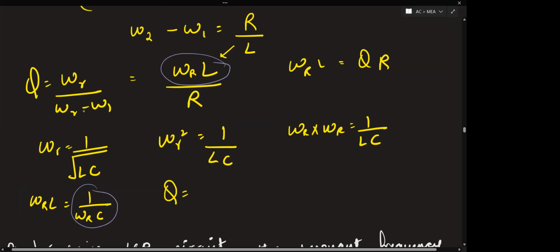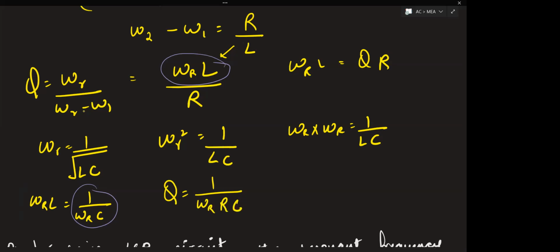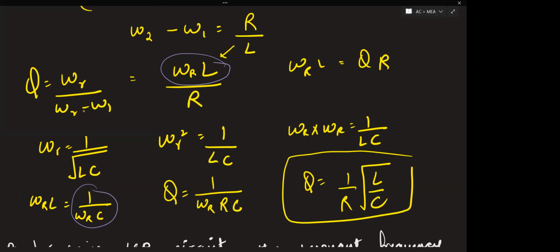So this becomes 1 by omega R into RC, right? This term I've just added. Here I have substituted 1 by omega RC. Resistance was already present. If you solve furthermore, this is also written as 1 by R under root L by C. So many formulas for Q factor you can obtain.